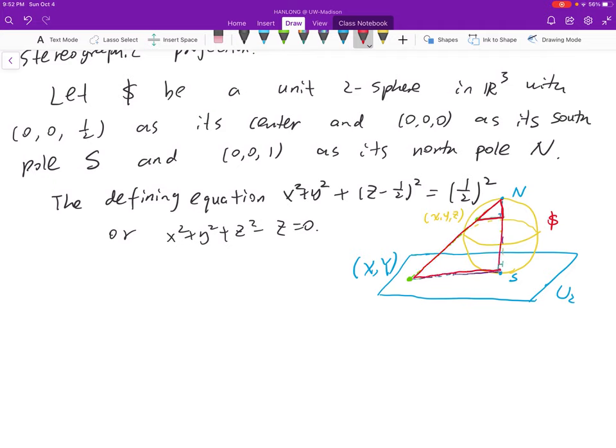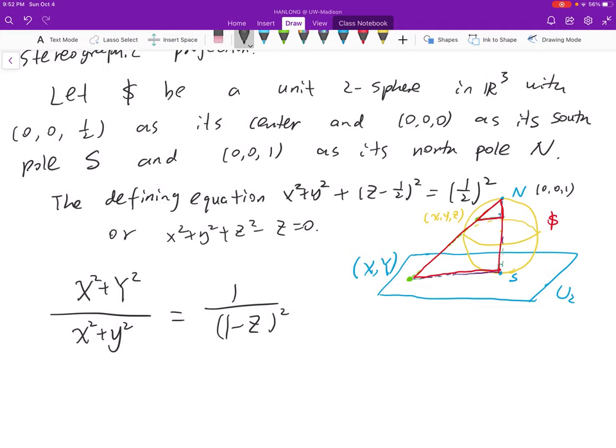These two triangles are similar. Therefore, it's easy to derive the following equation: capital X squared plus capital Y squared divided by small x squared plus small y squared equals 1 over (1 minus z) squared. Here the coordinate for N is (0, 0, 1).